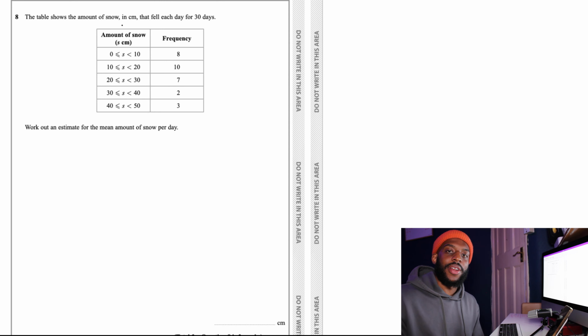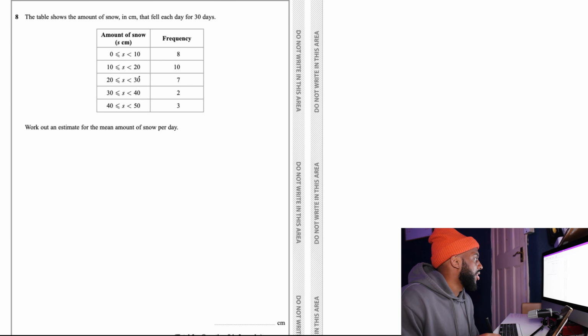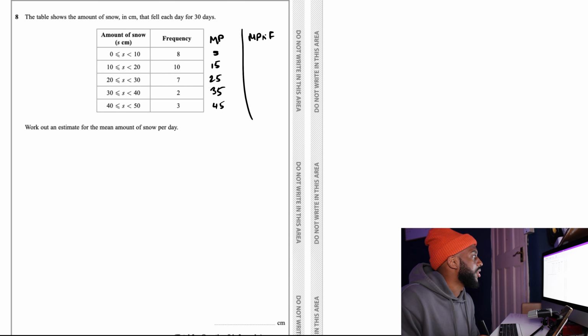In this question, we're going to be calculating the mean from a frequency table. So the first step, you can see we've got our class widths here. So we're going to get our midpoint. That's going to be the first thing. We want another column for our midpoint. So we're going to put 5 here, 15, 25, 35, and 45. Then we need another column for our midpoint multiplied by the frequency.